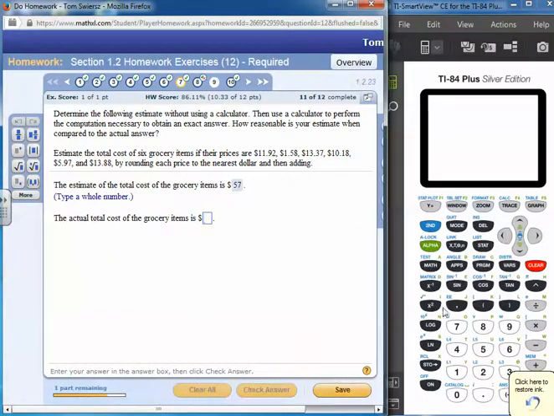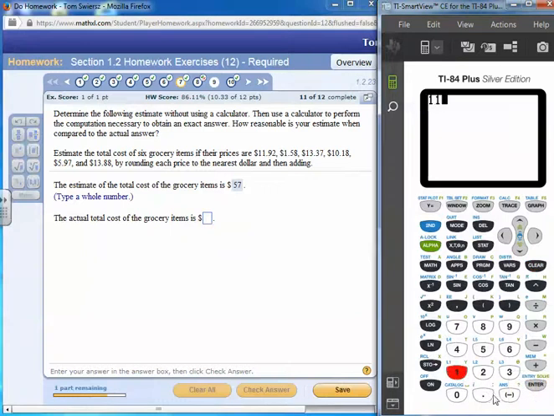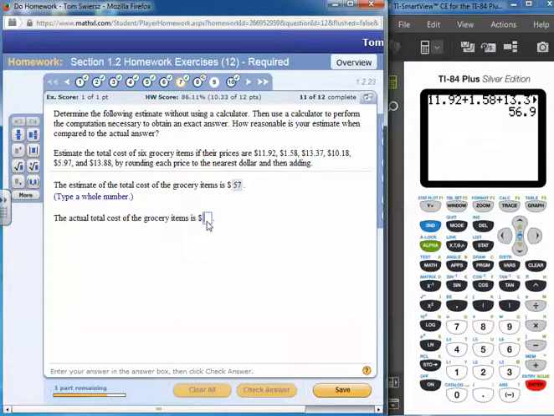And now the actual total cost, we use our calculator. 11.92 plus $1.58, 13.37, 10.18, 5.97, 13.88, and we get $56.90.